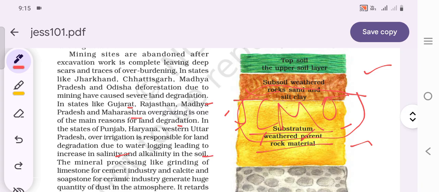You know very well that Punjab, Haryana, and Western Uttar Pradesh are famous for the green revolution, in which the farmers use HYV seeds to cultivate the land, right? So, some states like Punjab, Haryana, and Western Uttar Pradesh have suffered land degradation due to over irrigation. Over irrigation is not good. Too much is not good for anything. You should understand this.